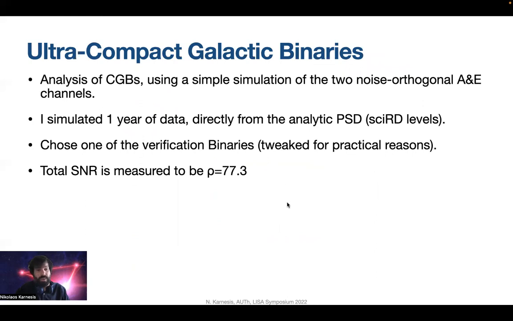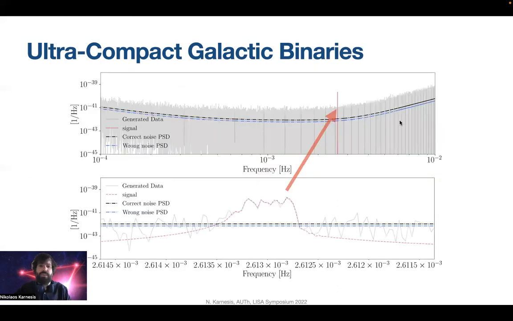Now, this is again a toy investigation, so this is not a very complicated simulation. I just took the analytical noise power spectral density, generated some data on top of it, and then injected the signal of a verification binary, which is tuned to be a little bit louder, just for having clearer results. And this is how it looks like, right? So we have the gray, you can see the power spectral density of the data. This red line here is the signal. It's very well localized, and this is a zoom in.